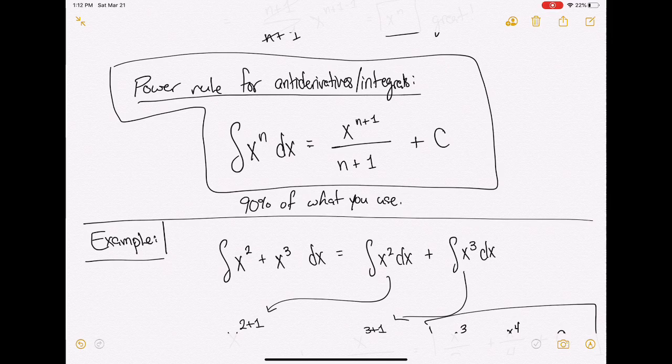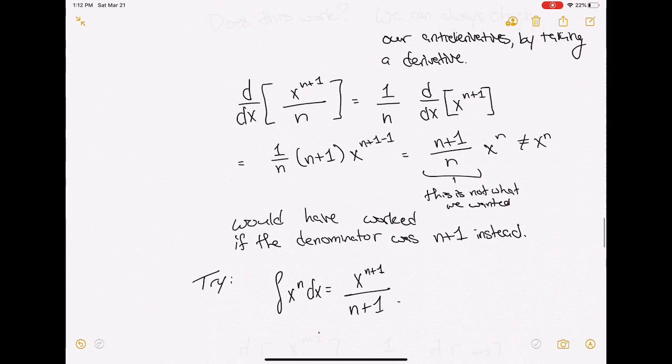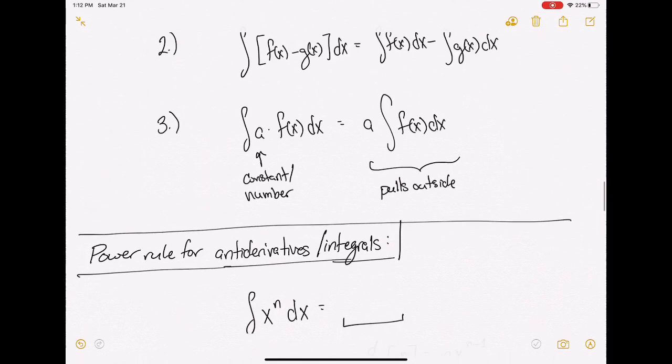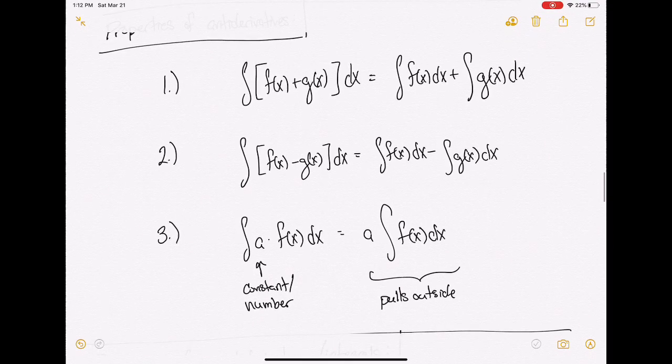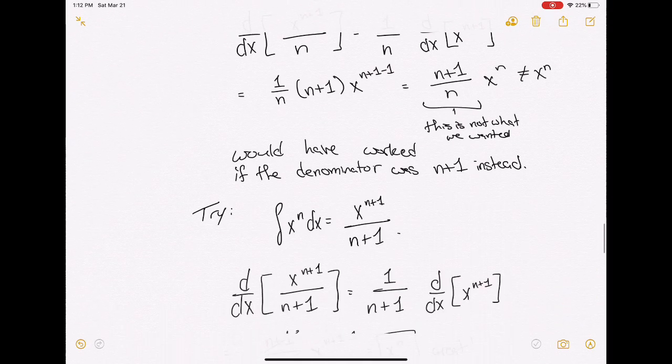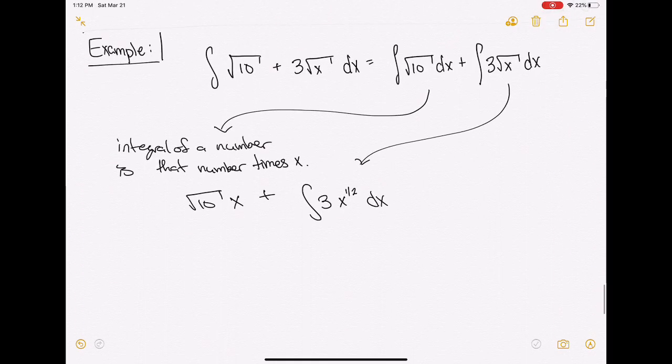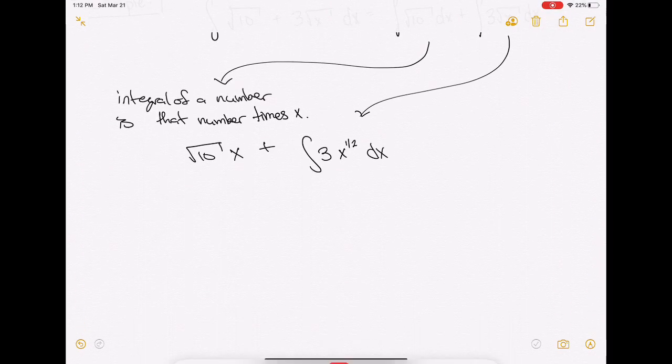But we have one extra special step, and that's that we look up to our properties here, and we see that if there's a constant number that's multiplying our function, then it can pull outside of the integral. So the constant number multiplying pulls out.